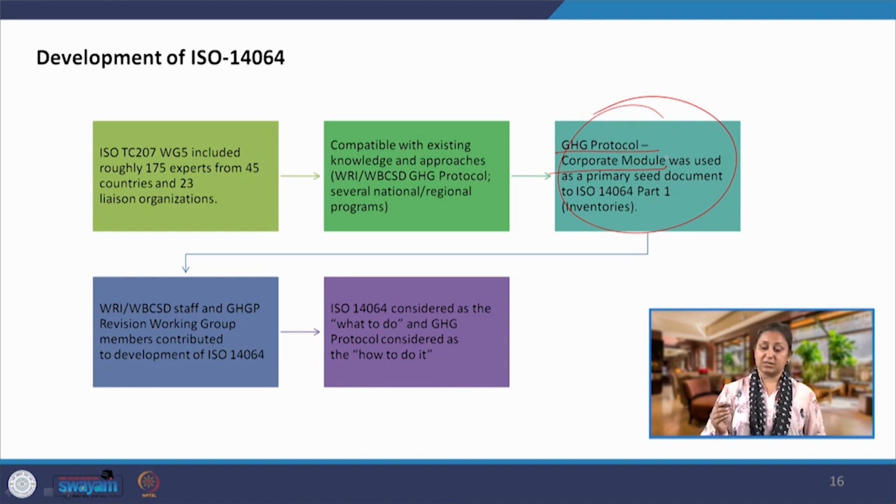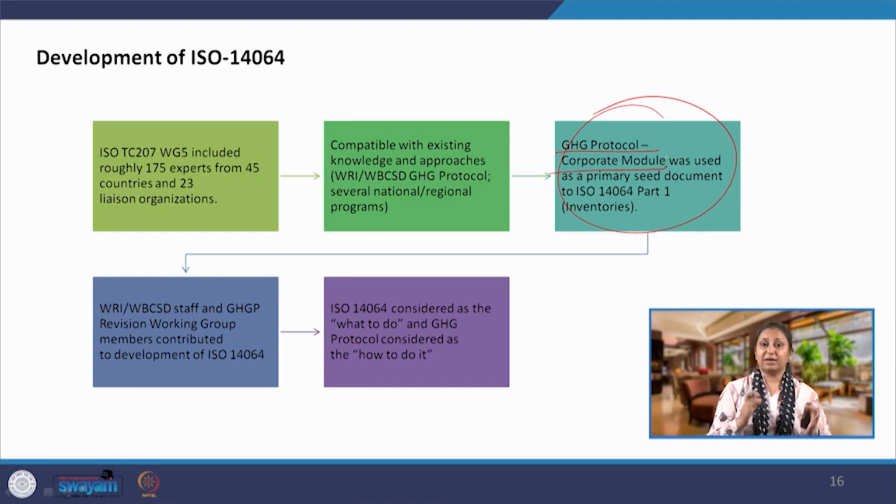So, initially when this ISO 14064 was being created, the staff of WRI and WBCSD, which were responsible for creating GHG protocol, so, WRI and WBCSD, they only created GHG protocol, the staff of the same organizations along with the GHGP revision working group members contributed to the development of the early versions of 14064, and from there on 14064 continued to grow and have its own, bigger inventories, but the parent document and the conformance to GHG protocol continues.